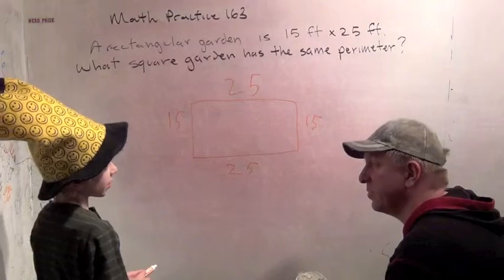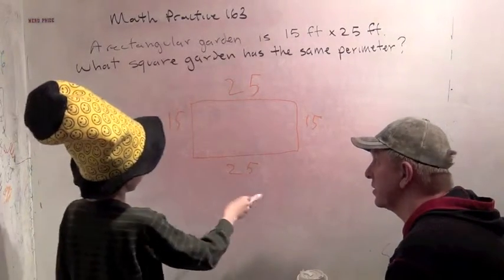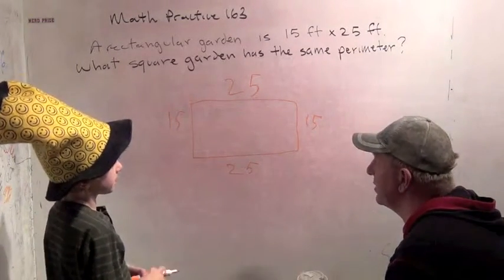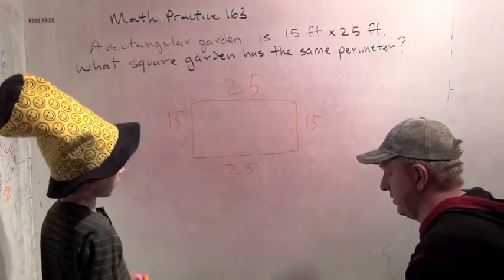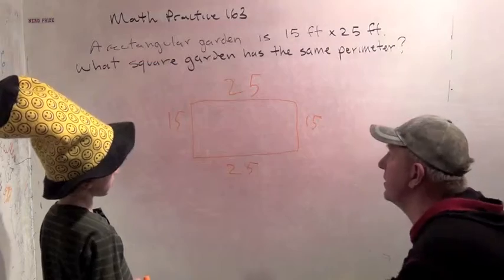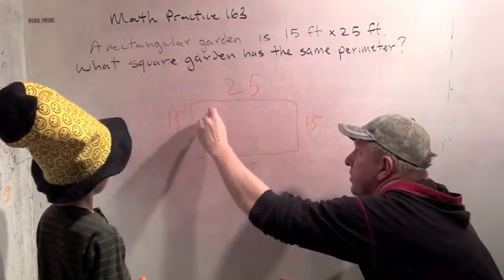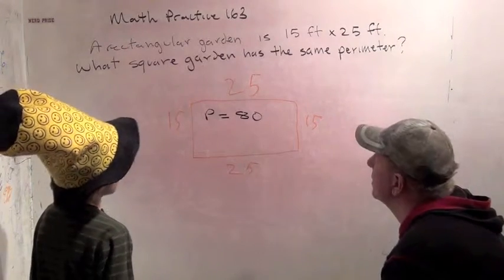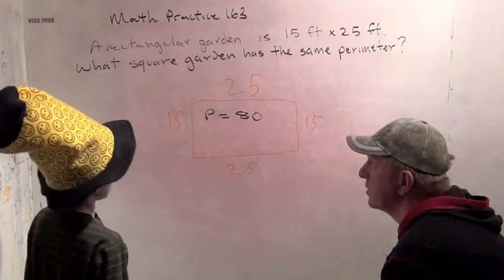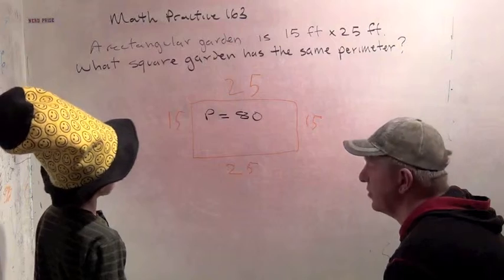What does perimeter mean, by the way? It's the distance around the outside of a shape. Distance around the outside. Great. So what is the perimeter of this? Well, it's 30 plus 50, which is 80. Okay, I'll write that. Perimeter equals 80. Square garden. What square garden has the same perimeter?